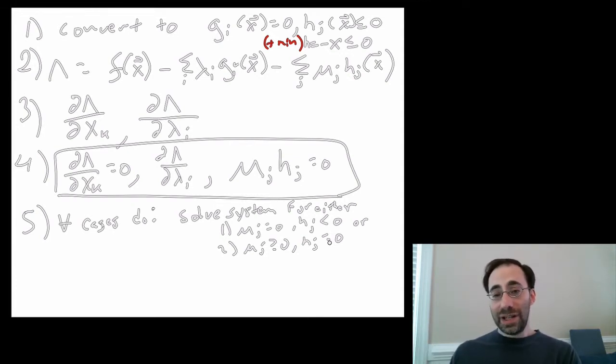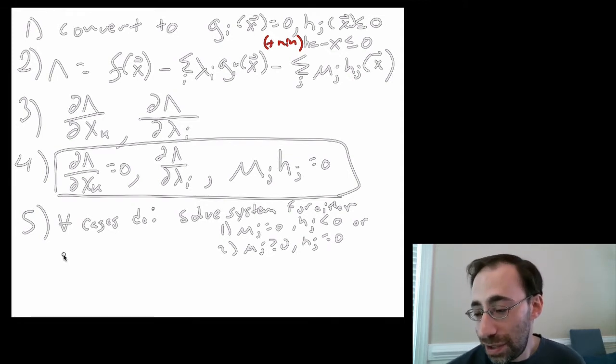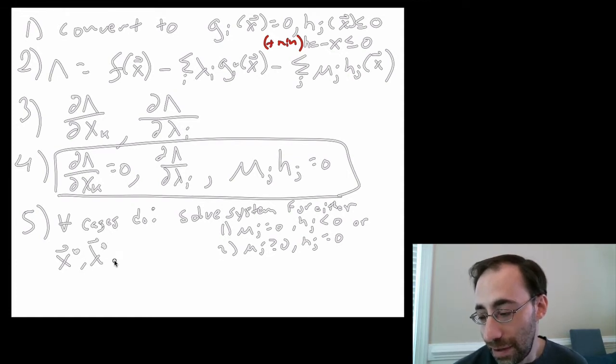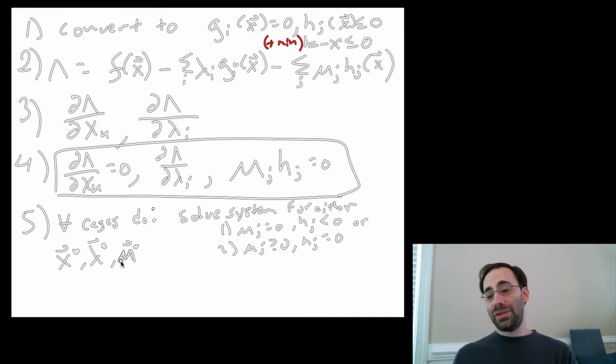You go through, and for every single case, you solve the system, which produces a critical point x star, a critical point lambda star, and a critical point mu star. So the critical points consist of all the values of these 3 vectors. Note that you might not get one for every case. And the reason is, unlike in the case of the equality constraints, where you're sort of guaranteed to get something, in the case of the inequality constraints, you're not guaranteed not to violate one of the conditions.